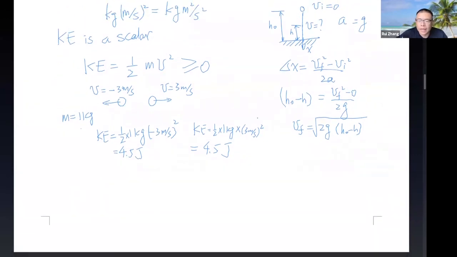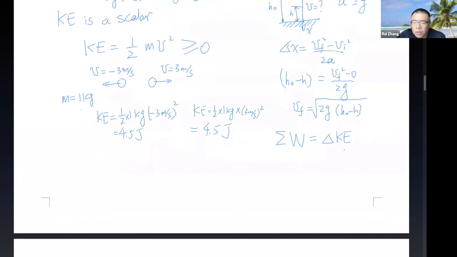Now we can do this problem a little bit differently. We can use the work kinetic energy theorem to do it. Based on our theorem, you have this: W equals the total work. Sometimes we write it like this, the sum of work, that's the total work, equals the change in kinetic energy.